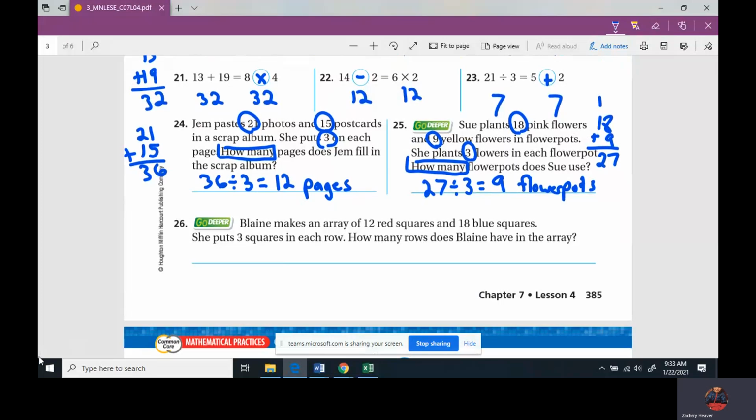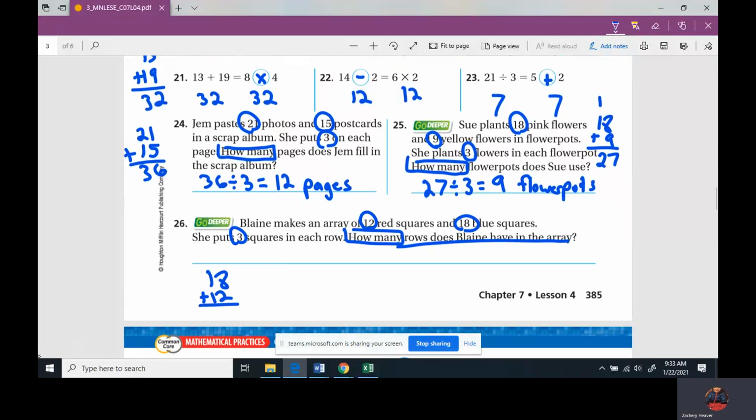The last one. Blaine makes an array of 12 red squares and 18 blue squares. She puts 3 squares in each row. How many rows does Blaine have? First off, how many squares does she have? We're going to do 18 plus 12.